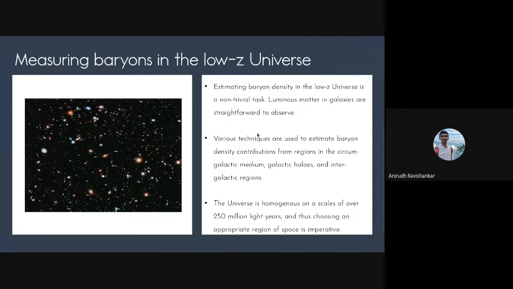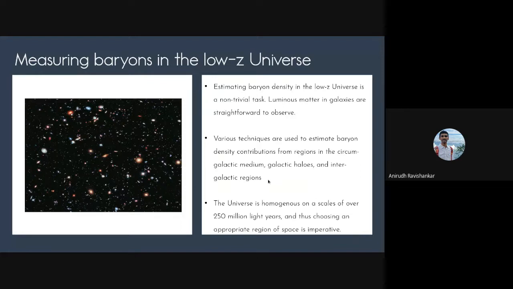And when we have to estimate the baryon density for all of this, finding the baryon density contributions from luminous matter is pretty straightforward. You have a lot of stars and stellar clusters, and what you do is you find their masses and their luminosities, and using that information, we can estimate their contribution, and that part is a bit straightforward. But what is harder is to find how the baryon density is estimated for interstellar dust, or dust present between galaxies and stuff like that, which is called the circumgalactic medium, galactic halos, intergalactic region. So these techniques are not very straightforward, and I will get into this.